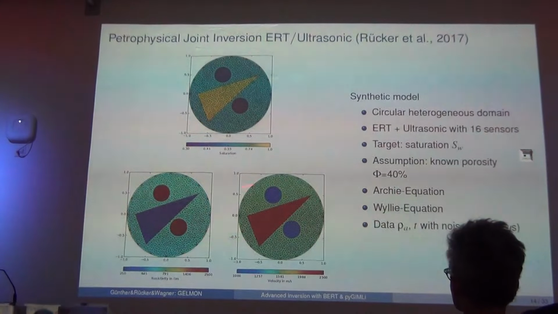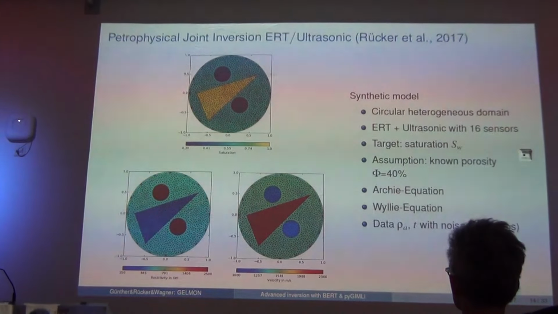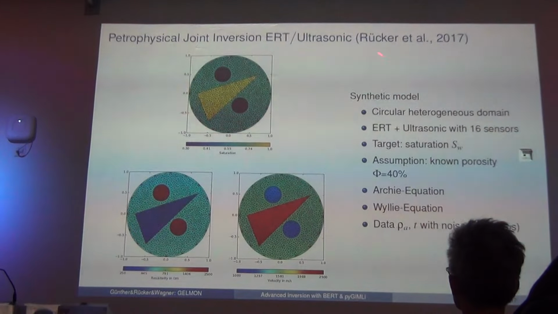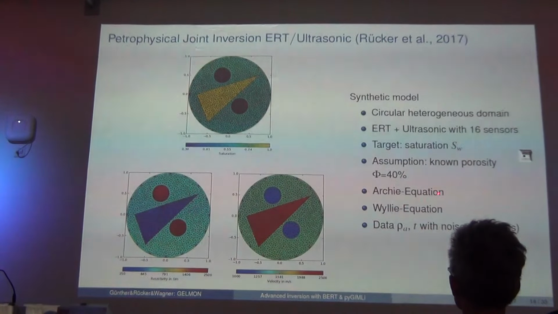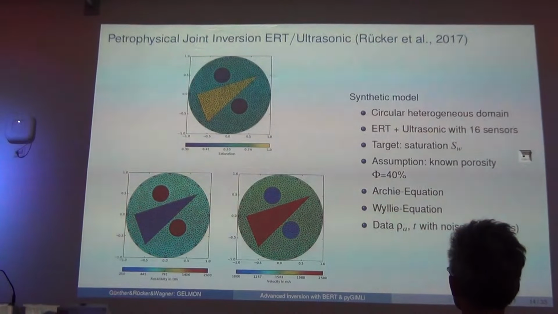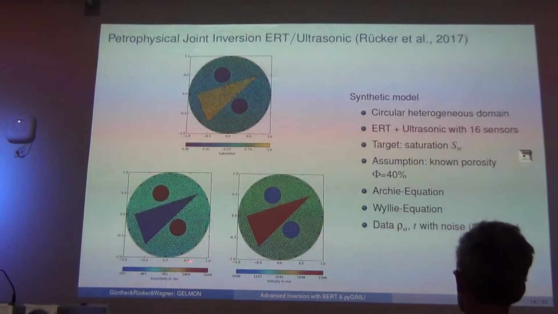Just showing you very briefly the petrophysical joint inversion. So that's about the method comparison. I'm just showing a synthetic model. We've been presenting this in the pyGIMLi paper. You have a synthetic saturation model, assuming constant porosity. You can translate it with petrophysics, because petrophysics is important. I will come to this later on. So you take Archie's equation and Wyllie equation, and you translate it into resistivity and velocity.